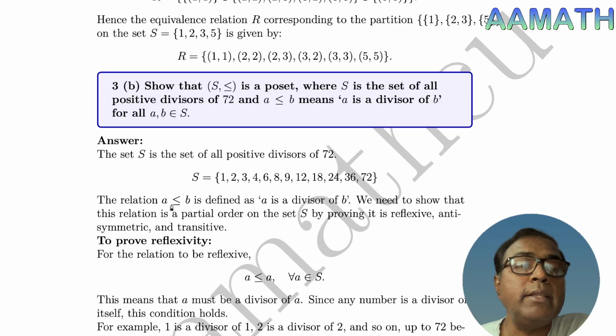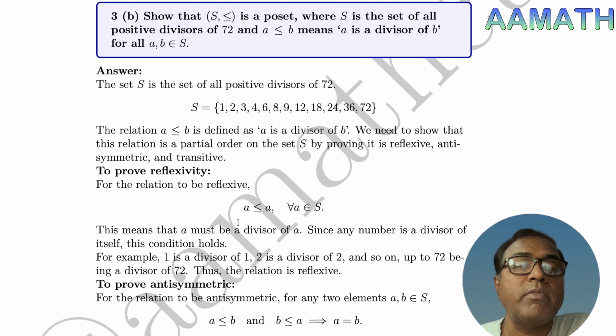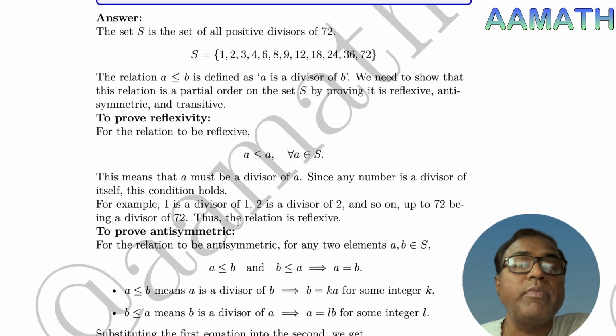We need to show that this relation is a partial order on the set S by proving it is reflexive, antisymmetric, and transitive. Now, first we prove reflexivity. For a relation to be reflexive, we know that A ≤ A for all A belonging to S. This means that A must be a divisor of A. Since any number is a divisor of itself, 12 is a divisor of 12. So the condition holds. For example, 1 is a divisor of 1, 2 is a divisor of 2, and so on. Thus, the relation is reflexive.